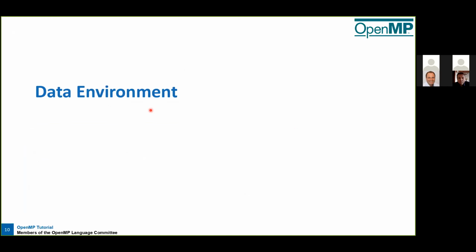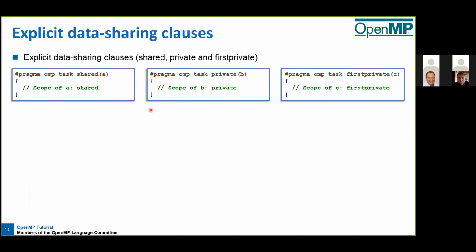Before I talk about reductions, I want to illustrate implications on the data environment with tasking. So we learned that task constructs do accept the shared, private, and firstprivate scoping rules or scopes as clauses. If we say shared A, the variable is shared; private B, the variable B is private within the task. Remember, private means a new uninitialized copy, and shared means a reference to the original variable.